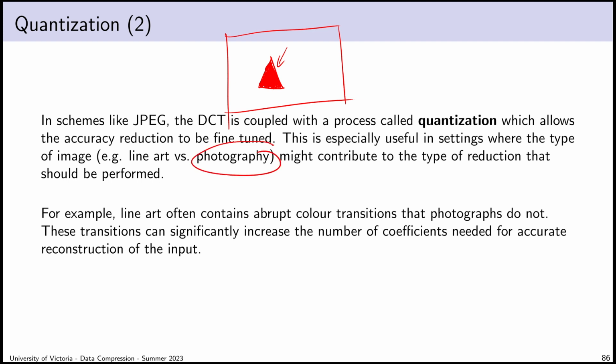In a photo, it's pretty likely that color transitions happen somewhat gradually. If you think of the bowl of fruit salad from the previous couple of lectures, there were lots of color transitions that were a gradual fade between a dark shade and a light shade. In line art, color transitions are more likely to be abrupt. And that means that the compression characteristics of the image can differ. So having some fine-grained control over how those coefficients are attenuated can be very helpful. That's why the quantization process that I'm about to talk about is nice.